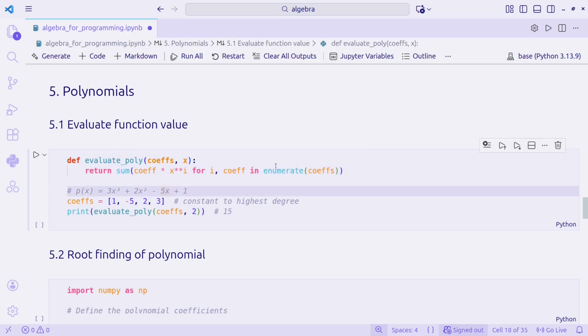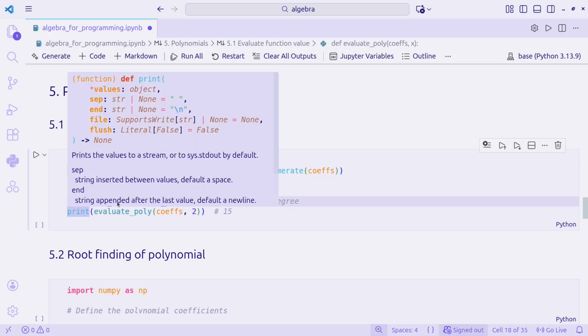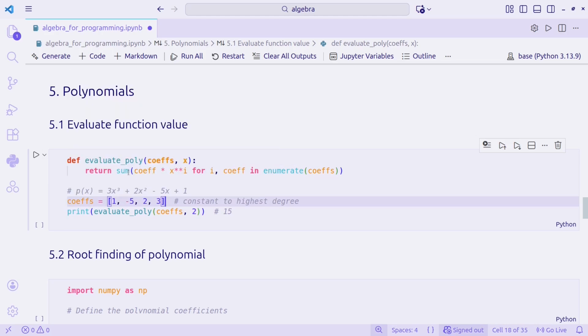Okay, so I have to use the sum function here, and I need to get the coefficient from my list here. And I also have to use the index of the corresponding coefficients to help us evaluate the sum. So a0 is 1, a1 is -5, a2 is +2, and a3 is +3. Here, i would correspond to the index of each of the coefficients.